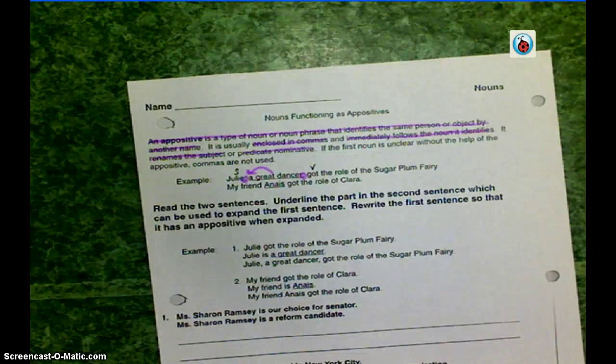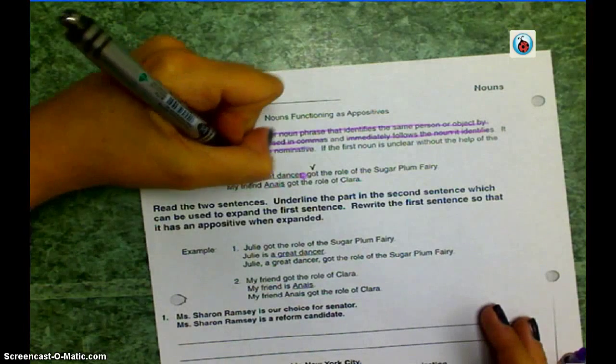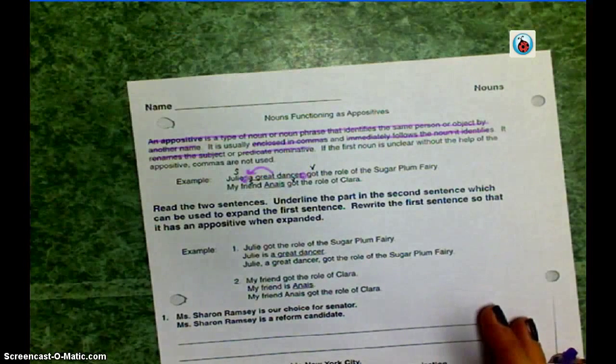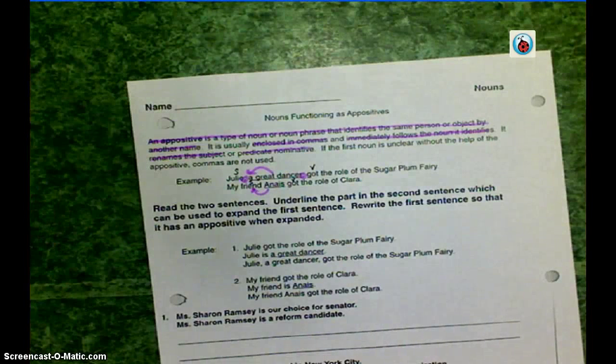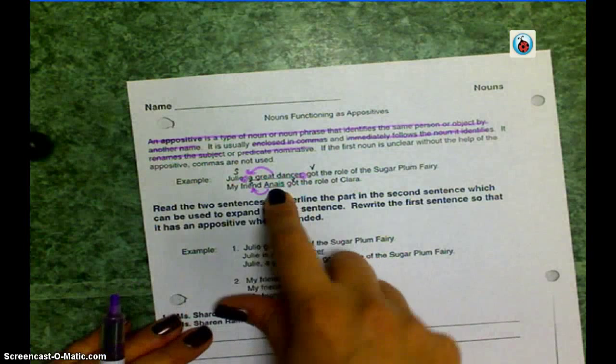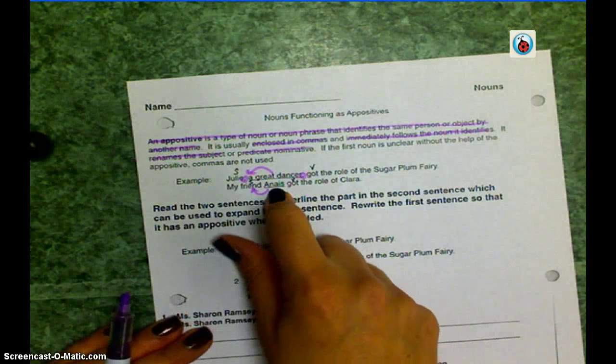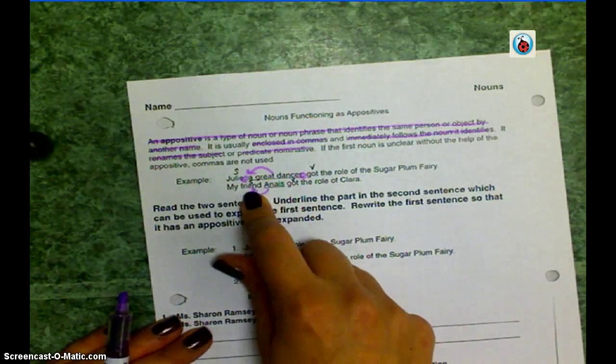Okay, look at the second one. My friend Anais got the role of Clara. Who or what did it? Friend. What did she do? She got. But we've got that underlined word there, Anais, telling us more about friend. Since friend is a common general noun, we have lots of friends. We don't know which specific friend got the role. We have to put Anais in there. Anais is an appositive telling us about the friend.